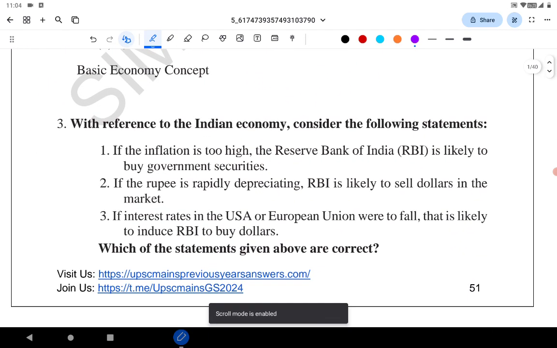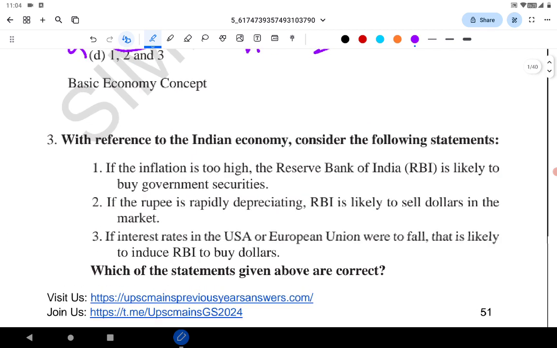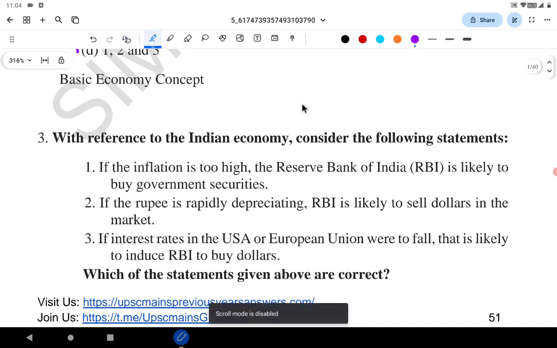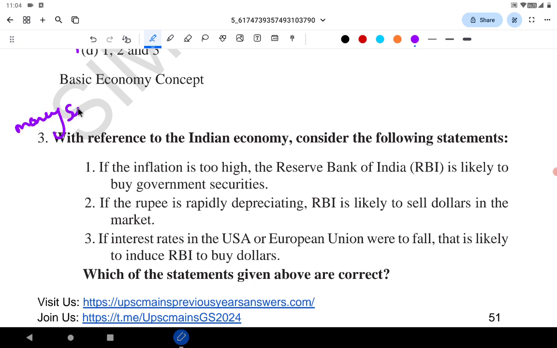Let's go to the third question. With reference to the Indian economy, consider the following statement. If the inflation is too high, the Reserve Bank of India is likely to buy the government securities. See, when inflation is very high, what is the meaning when inflation is high? There is more money supply in the economy.